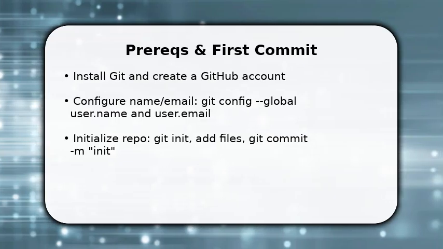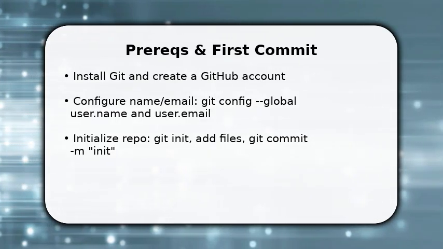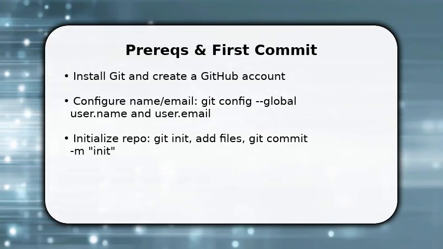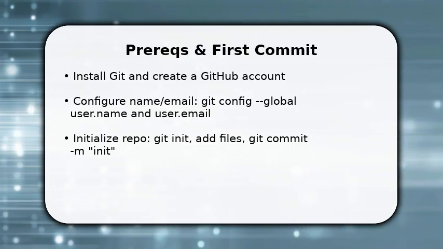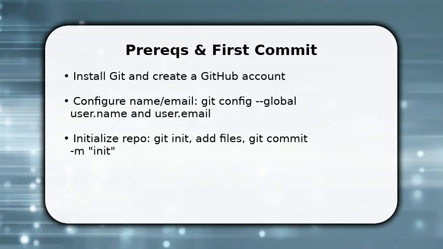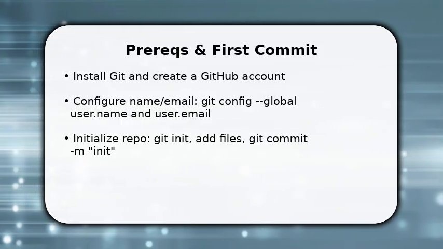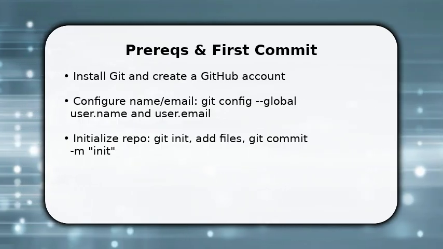Enjoy the video. You have the essentials: Git installed and a GitHub account. First, configure your name and email so commits attribute correctly. Run git config --global user.name and user.email. Next, in your project folder, initialize a repo with git init. Add the files you want tracked using git add, and make your first commit with git commit -m "initial commit".